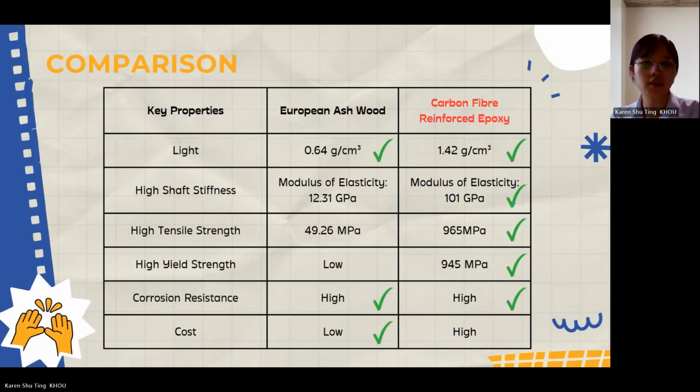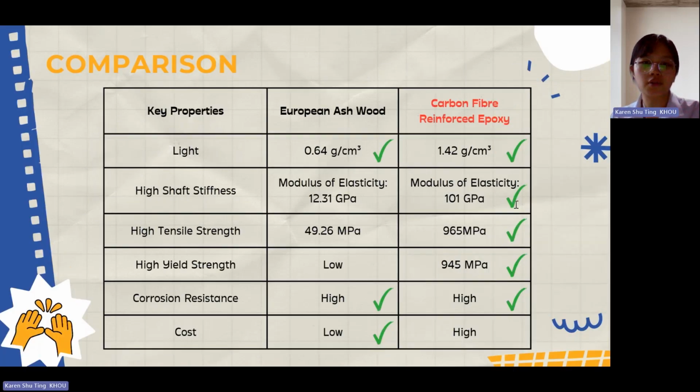Next. Here is the comparison of the two candidates, which is European ash wood and carbon fiber reinforced epoxy. For the first key properties, both candidates have low density, so both of them are light. Next, for high shaft stiffness, carbon fiber reinforced epoxy has a higher modulus of elasticity, which is 101 gigapascal.